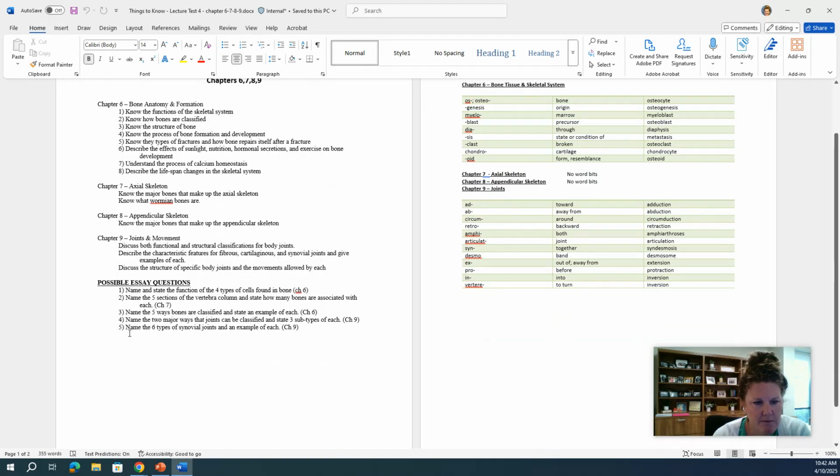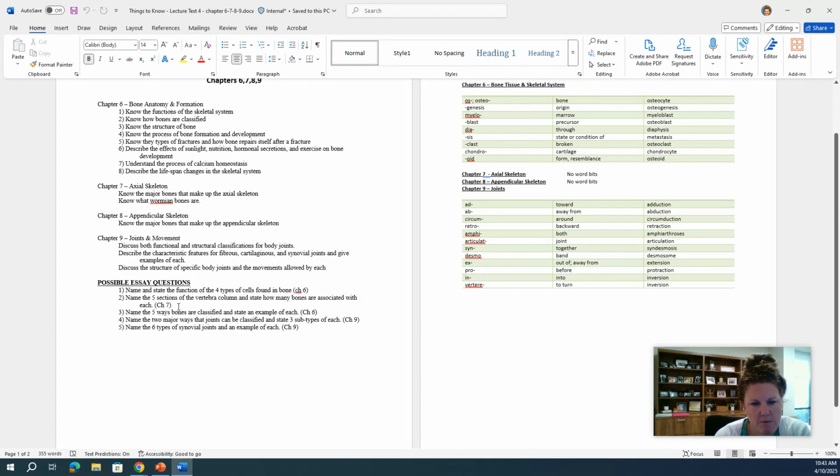So you can see that we have 5 possible essays here. From chapter 6, there's 4 different types of bone cells. They start with osteo, okay? So you have osteocytes and osteoblasts and osteoclasts, and then osteogenic cells. And so that one's not too terribly hard, just focus on what they do and how they're different.